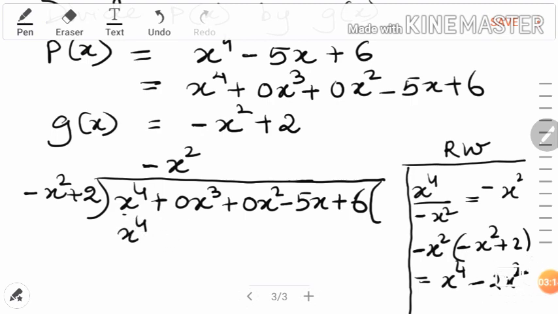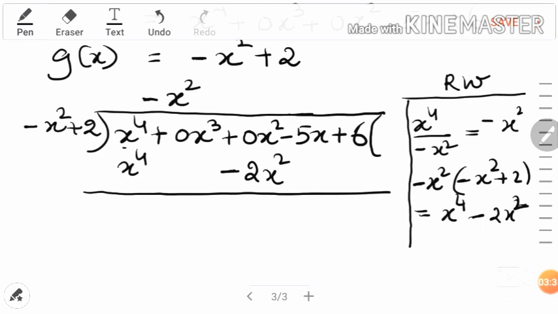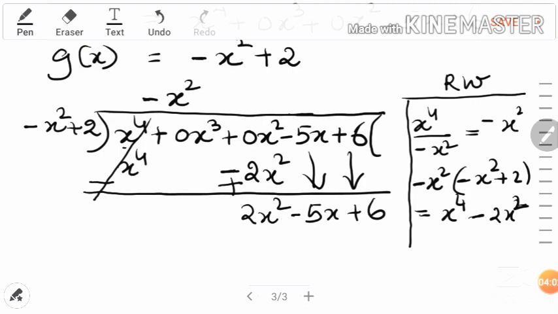Now observe that we have got 2x square, and that is the reason we wrote here in our dividend polynomial 0x square in order to write down this polynomial. So writing like terms under the like terms, minus 2x square. Now we subtract, so we change the sign. X to the power 4 minus x to the power 4 cancels. On adding, we get here 2x square, carry down remaining terms, minus 5x plus 6.